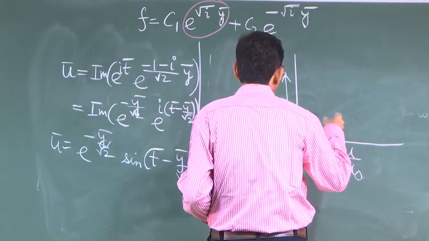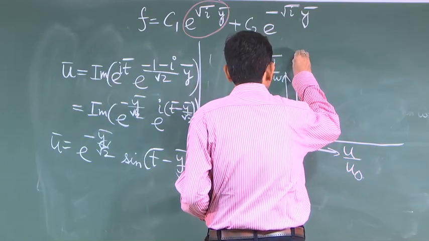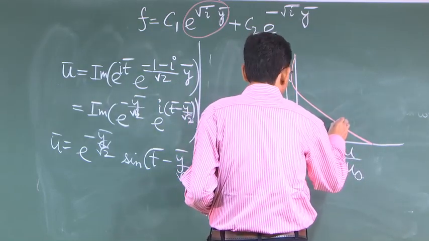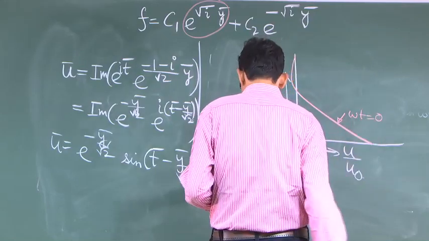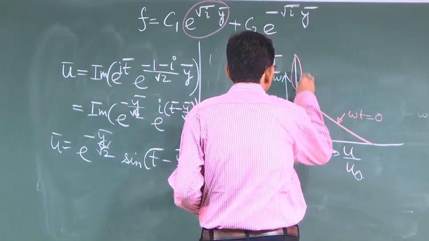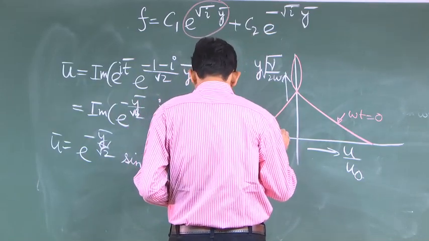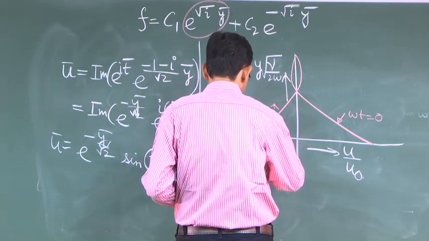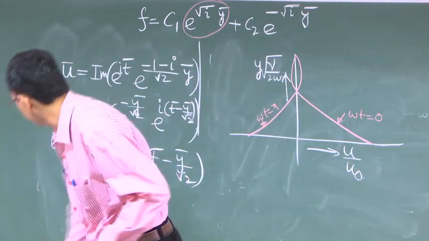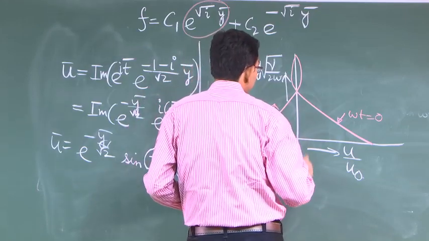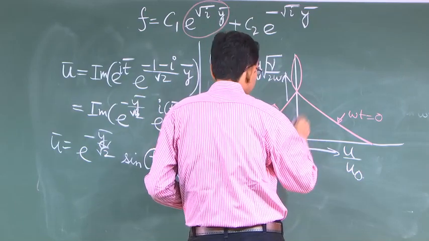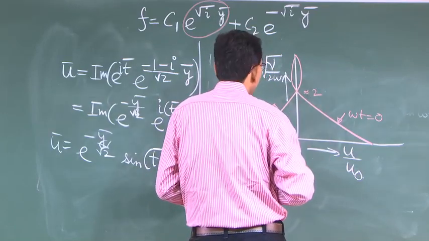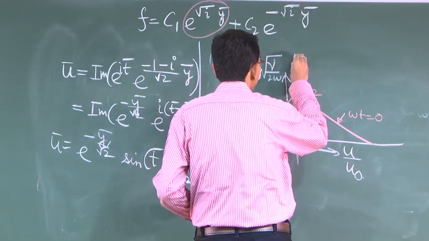So, the plot depends on omega t, right? This is omega t is equal to 0. So you have a very symmetric plot of that. For omega t is equal to pi, let me use a different color. We can plot, so this value where these two intersect is very close to 2. Then we will plot for some other values.